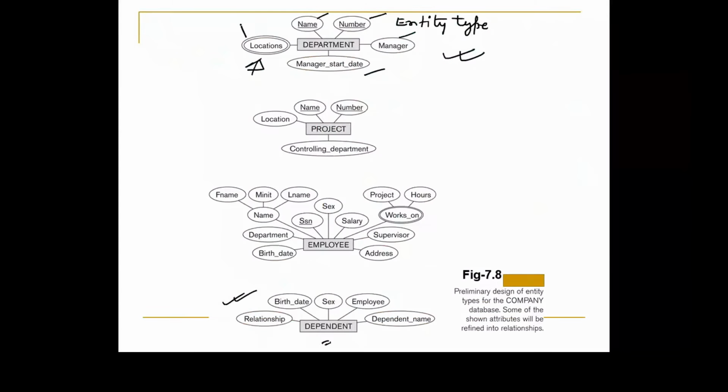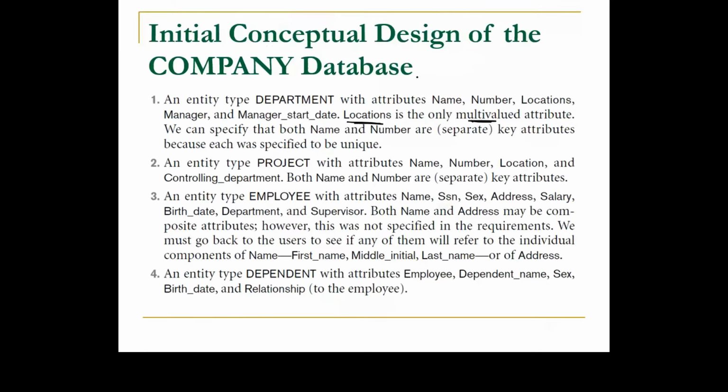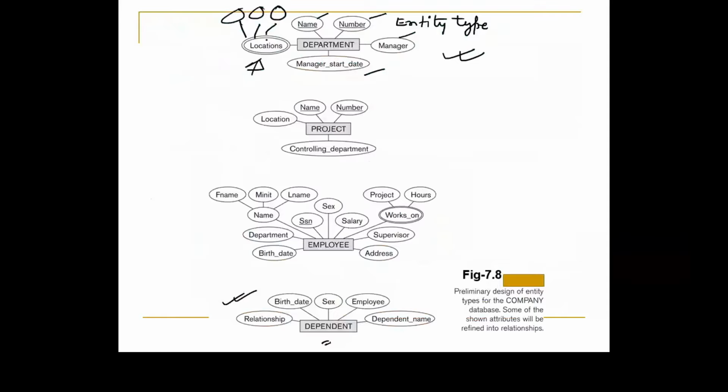That means we can further partition this location into some street number, room number or flat number. This multi-valued attribute is referred to with a double oval shape. So this represents that it is a multi-valued attribute.